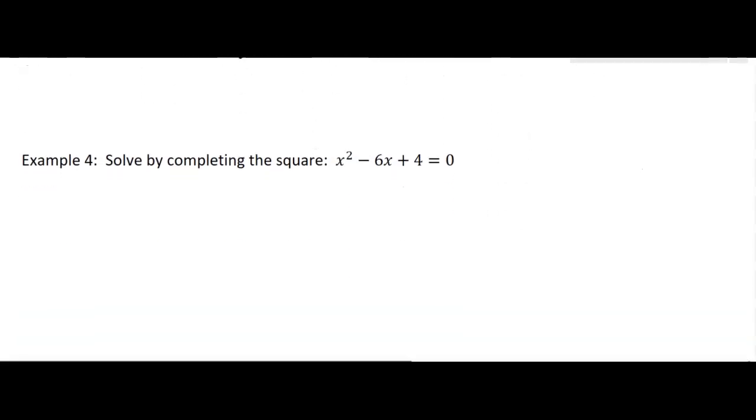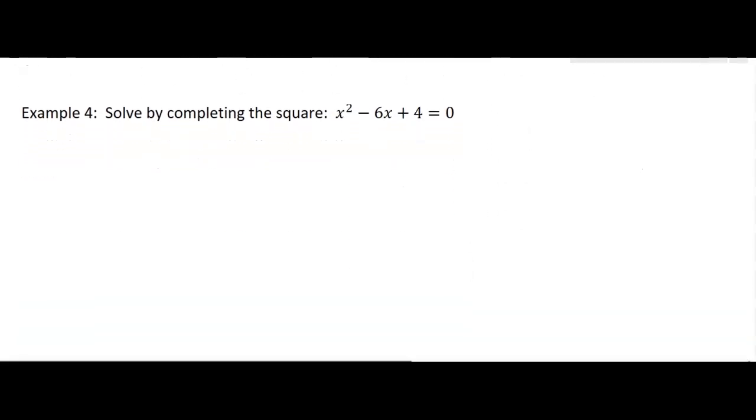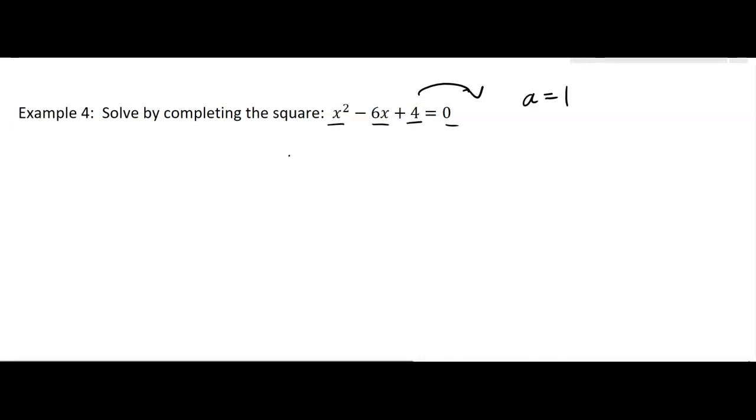Okay, so this first one I think is going to be pretty friendly. We've got x squared minus 6x plus 4 equals 0. So it's in the form ax squared plus bx plus c equals 0. And a equals 1, which is great. Okay, we're going to put the 4 on the other side. So I have x squared minus 6x. I'm going to leave a little space and put a negative 4 over on the right-hand side. So I've got to get the constant over on the right.